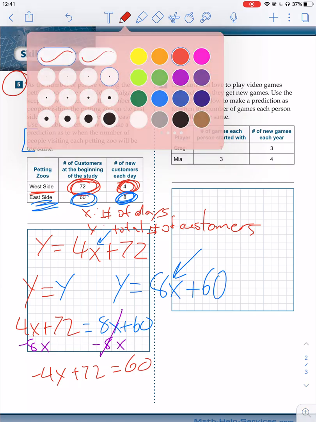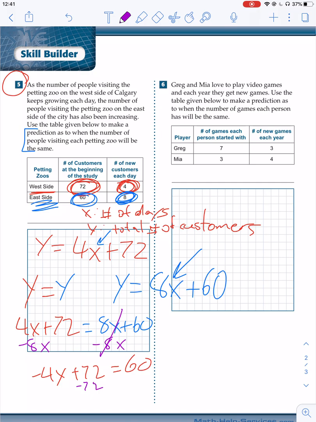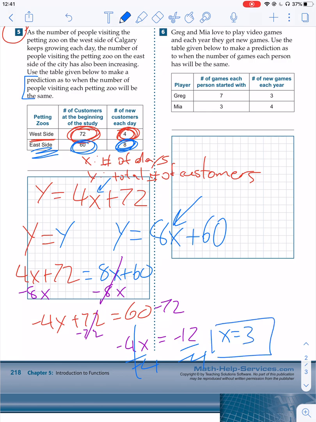Now let's move the 72 over, right? So let's do minus 72, minus 72. So this will disappear, and then you're gonna have minus 4x equals minus 12. So divide this by minus 4, divide this by minus 4, so this will disappear, and you'll get x equals 3, okay? Then all you have to do is plug this value into either this function or that one. I'm going to ask you to do both just to check your work, okay?